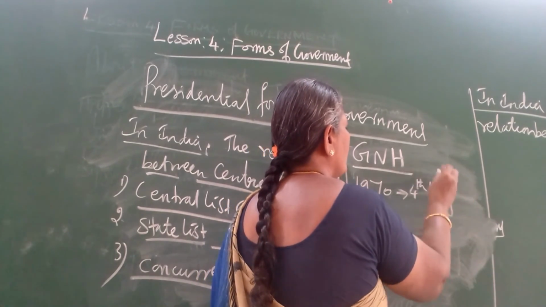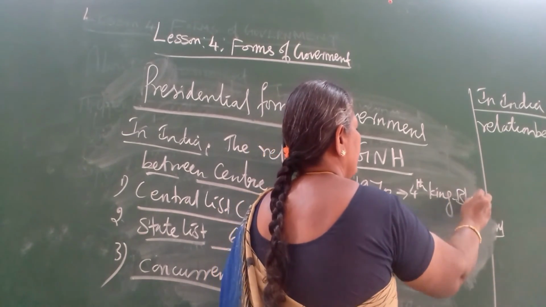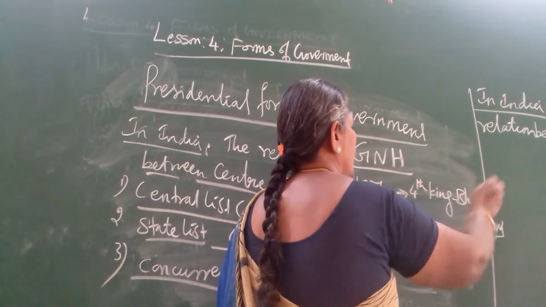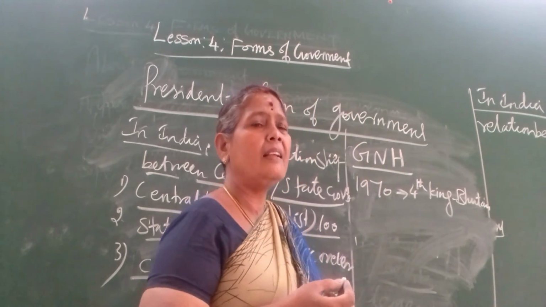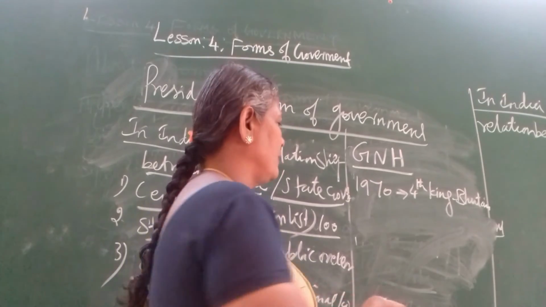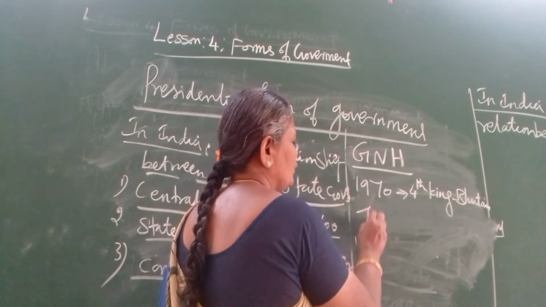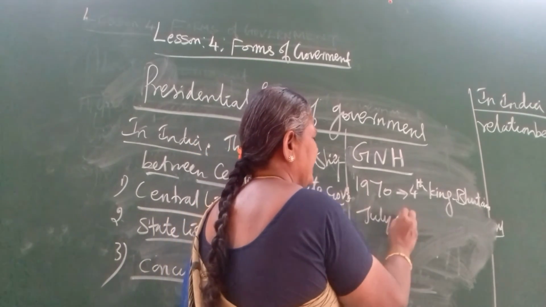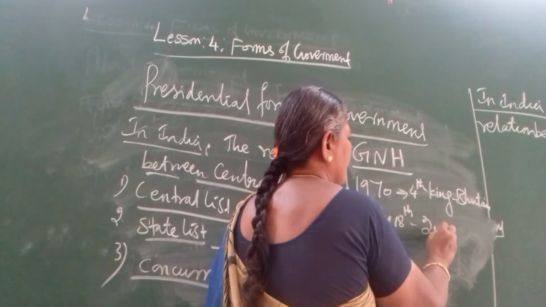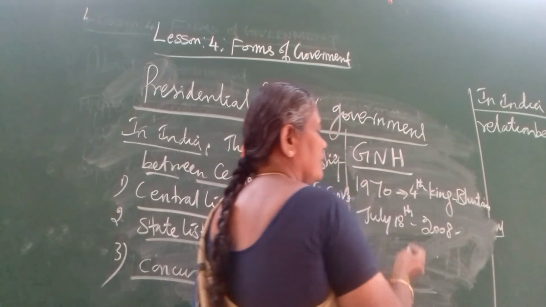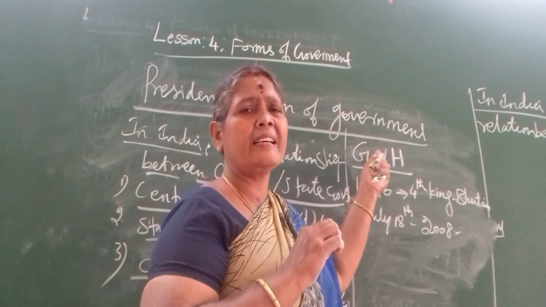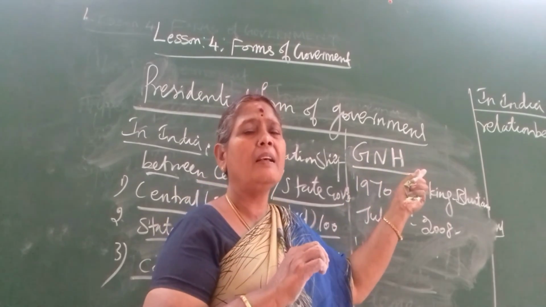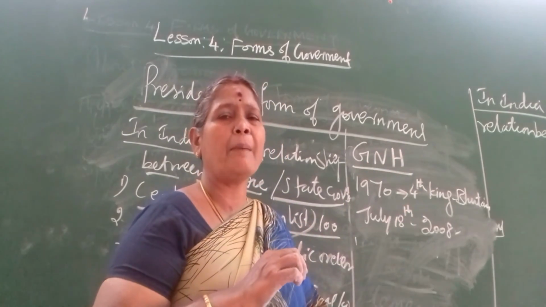the Bhutan king, introduced the term GNH. Later, on July 18, 2008, the Bhutan government introduced this in the constitution, that is gross national happiness.